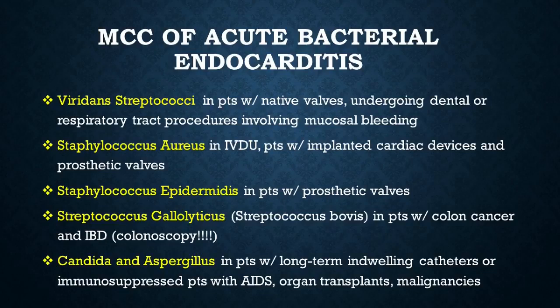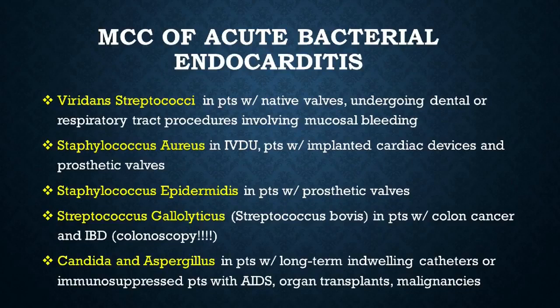Streptococcus gallolyticus, also known as Streptococcus bovis, is most commonly seen in patients with colon cancer and inflammatory bowel disease. So make sure that when you find this infection, you perform a colonoscopy immediately. And lastly, Candida and Aspergillus is seen most commonly in patients with long-term indwelling catheters or immunosuppressed patients with AIDS, organ transplants, or malignancies.